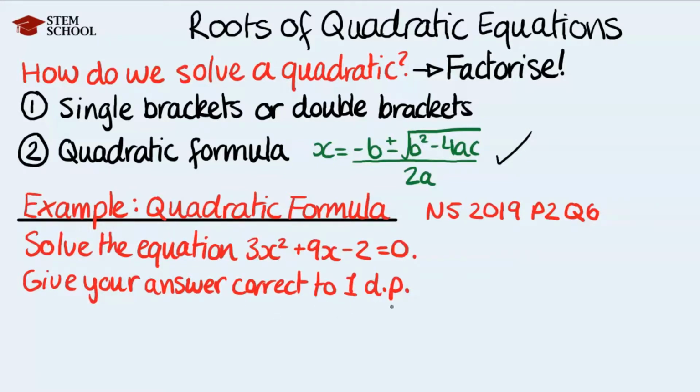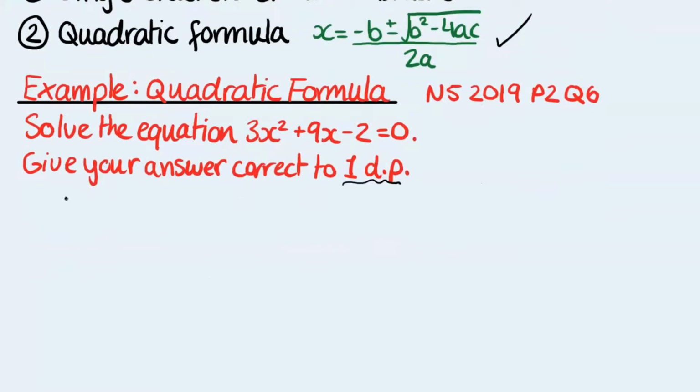This question actually gives you a clue to use the quadratic formula because it says give your answer correct to one decimal place. This type of question normally appears in a calculator paper in an exam, so that's when you'll be able to do one decimal place, alright? So let's have a go at this. We have 3x squared plus 9x minus 2 is equal to 0. After you've identified to use the quadratic formula, what you want to do is label the a, b and c to put into the quadratic formula.